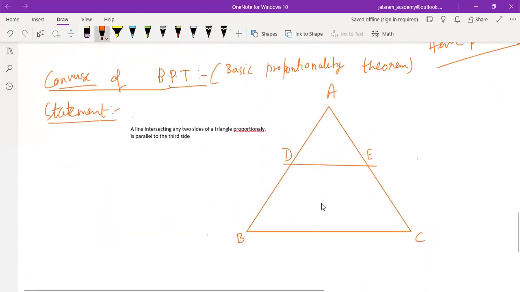Converse means it is just opposite. It means if a line is drawn dividing two sides of a triangle proportionally, then it will be parallel to the third side. What is given to us this time? This time it is given that AD is to DB equals AE is to EC.